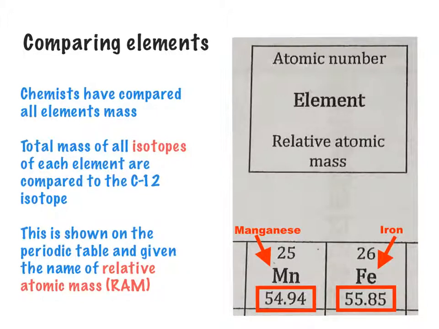These days we use the carbon-12 isotope as our standard, and we have our relative atomic mass compared to that. So the relative atomic mass of manganese in this case is this, and that is compared to the carbon-12 isotope. Then if we go to its next door neighbour on the periodic table, iron, we find that that is its relative atomic mass. That's the number that you have to look at and we use a lot in calculations.